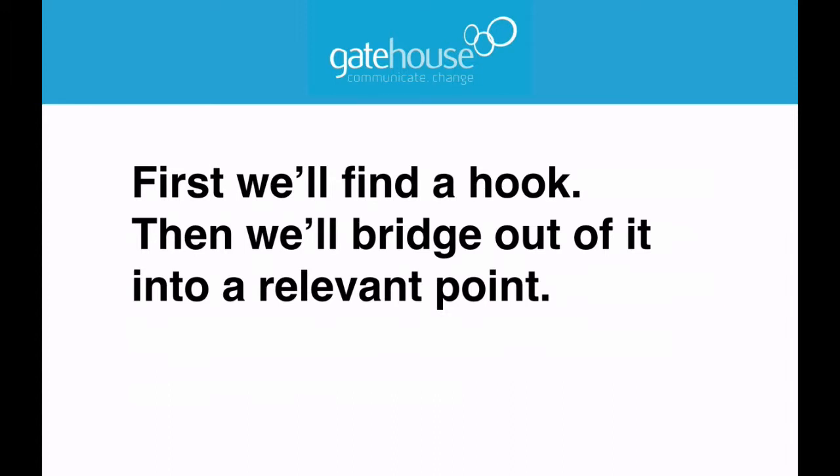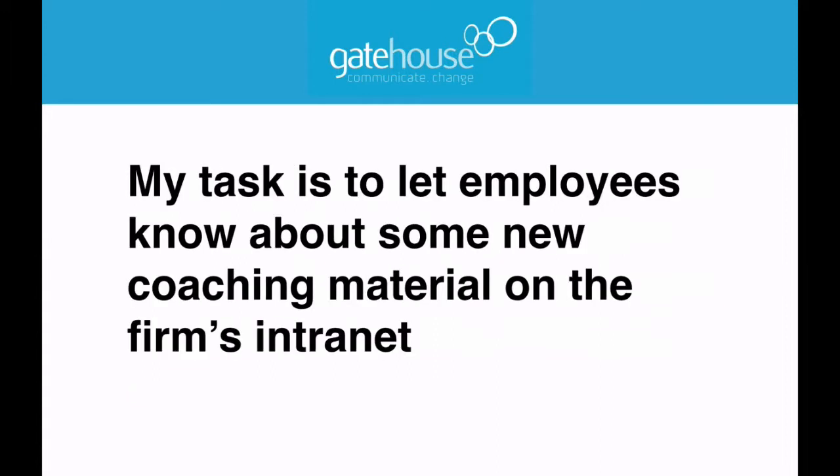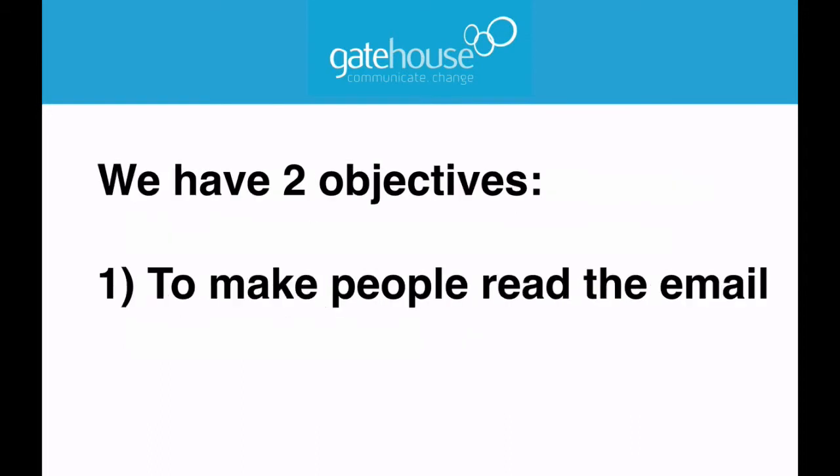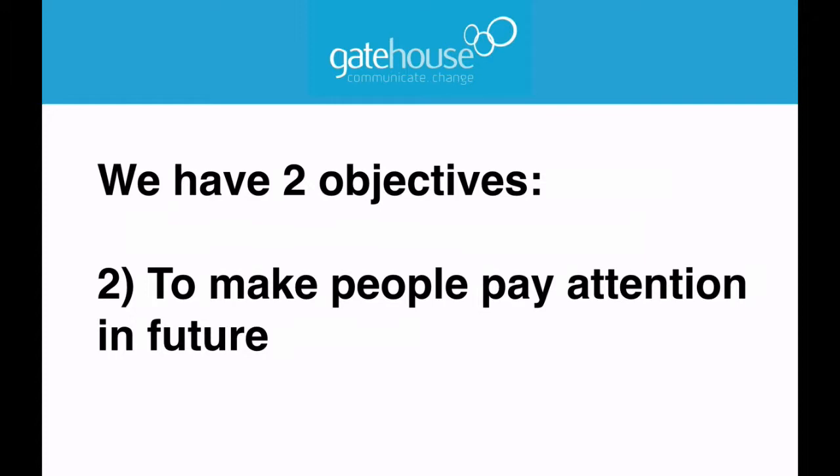Okay, let's go. My task today, the task I've set myself, is to let employees know about some information we've uploaded to the intranet on coaching. Basically, the company we're working with is investing quite a lot in making employees use coaching skills to develop one another. With this email, we've got two objectives before we even start. Objective one is to make people read the email and go and check out the course. That's pretty obvious. Objective two is to make people pay attention to us in future.